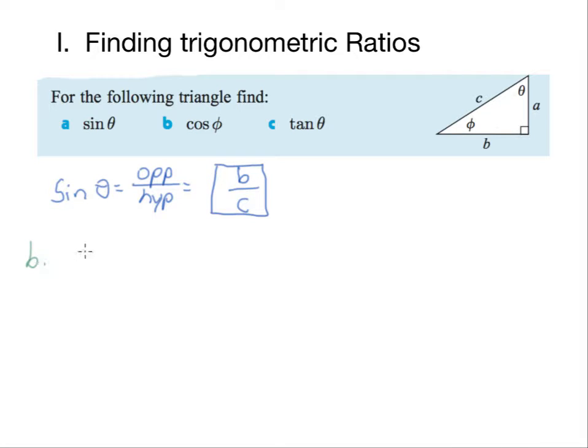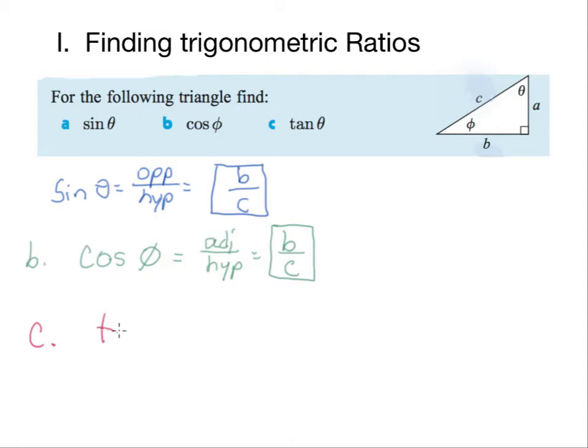For B, we're asked to find the cosine of phi. So first we go to our triangle and identify the phi angle. And we know that cosine is adjacent over hypotenuse. So the leg adjacent to phi is the leg B, and the hypotenuse is still C. So cosine of phi is also B over C.